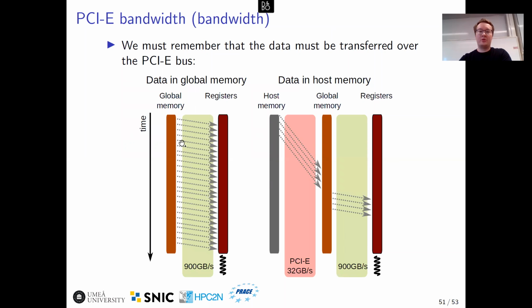You are pulling it through the memory controllers in the GPU itself with a bandwidth of 900 gigabytes per second. But if instead the data is in the host memory, now all the data has to go through the PCIe link that has a bandwidth of 16 gigabytes per second in either direction, theoretically possible 32, and only then you get the 900 gigabytes per second. But this doesn't help at all, because it is the PCIe connection that is going to form the bottleneck for the performance of the code.